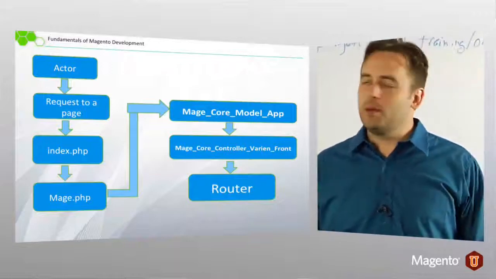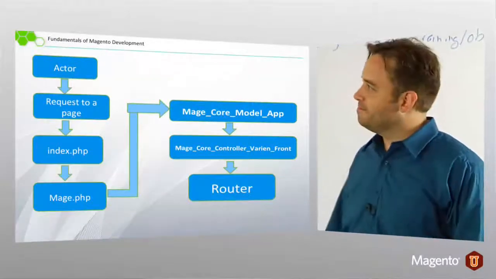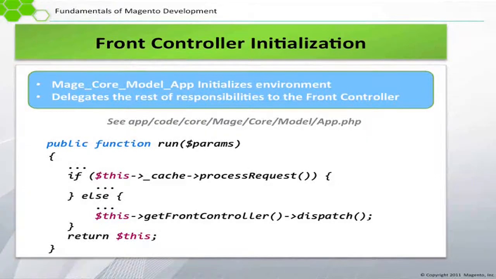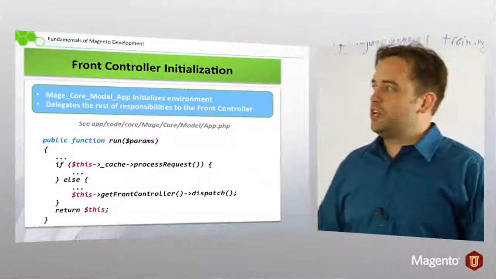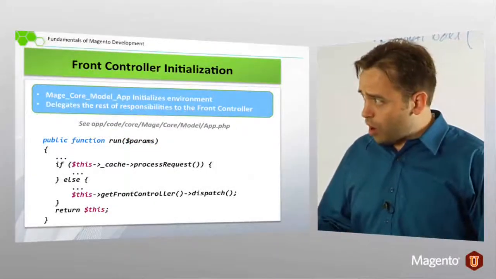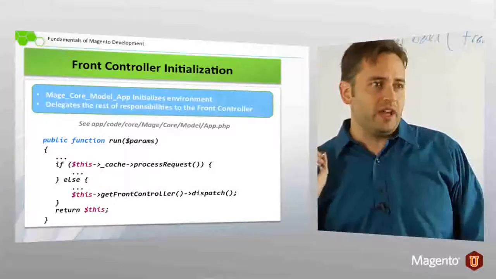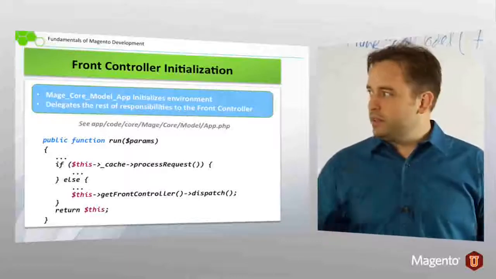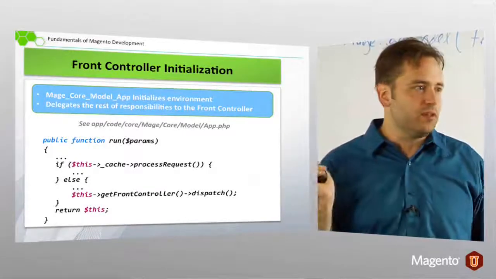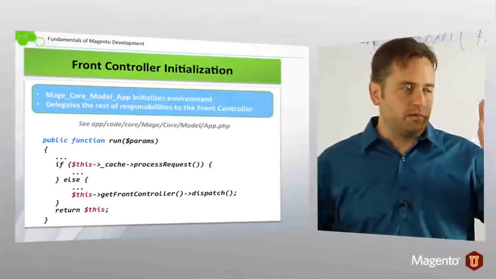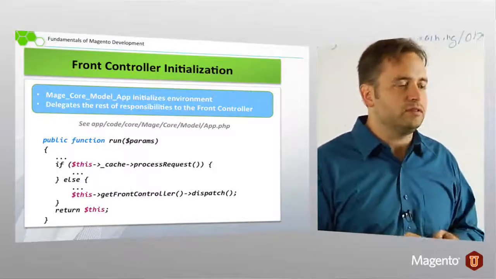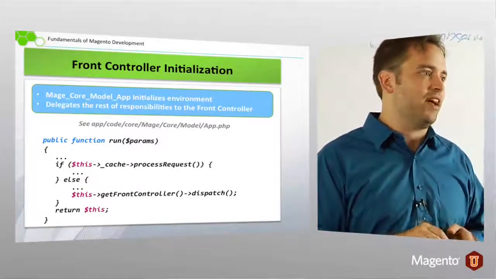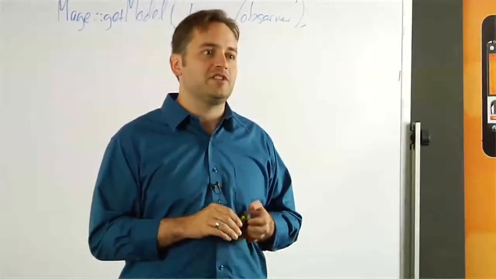Here is another diagram of exactly what I just said. So front controller initialization. This is in Mage_Core_Model_App. Things to notice here in run are this processRequest. This is full page caching in Enterprise. So basically, if this method returns something at all, then we don't kick off the routing. We just simply return the content that we have cached. That's why full page caching is so fast.